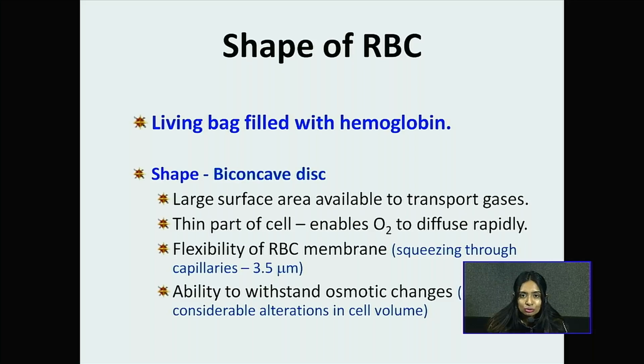As I told you, RBCs are bags filled with hemoglobin. It is rich in hemoglobin. Just one RBC contains millions and millions of hemoglobin molecules. Its shape is a biconcave disc. It has a large surface area available to transport gases. It very easily transports gases like carbon dioxide and oxygen.